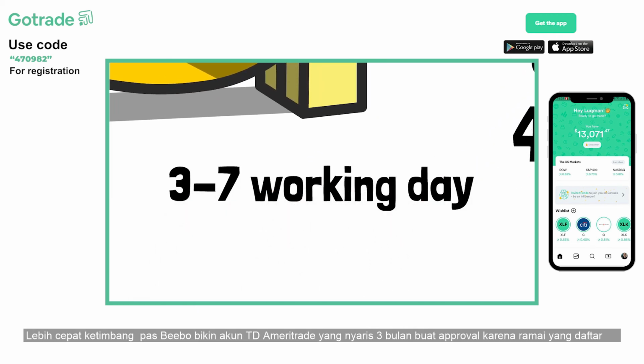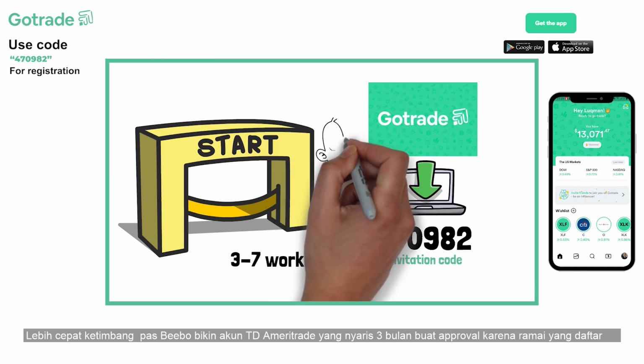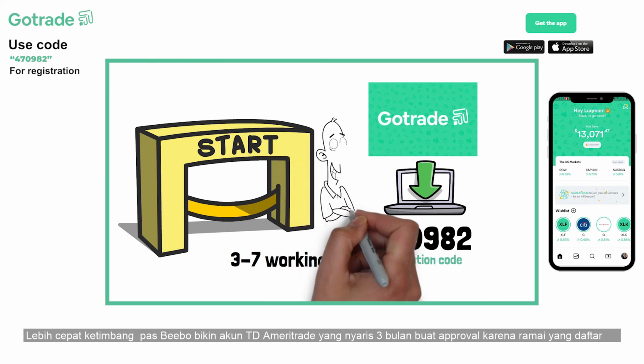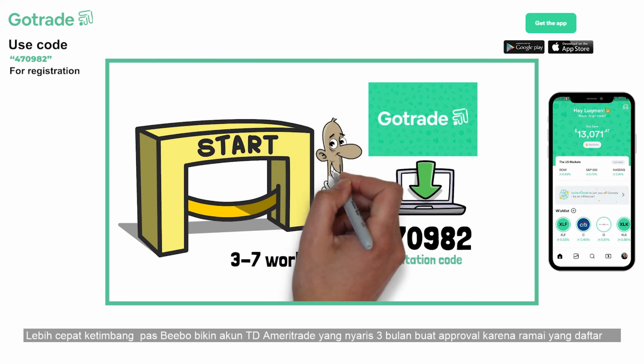It is way faster compared to when I opened a TD Ameritrade account, which took almost 3 months for approval because there were so many people registering.